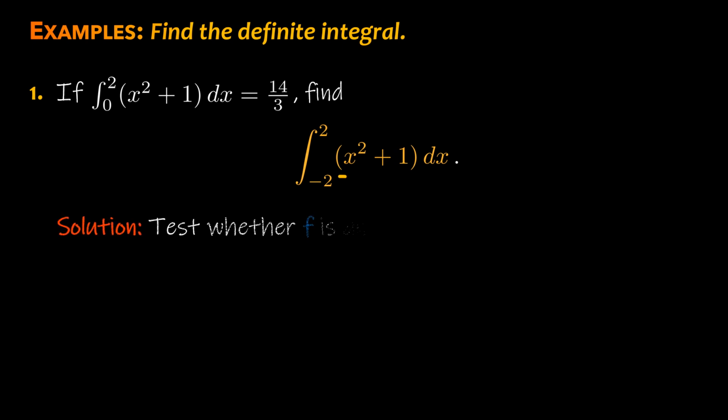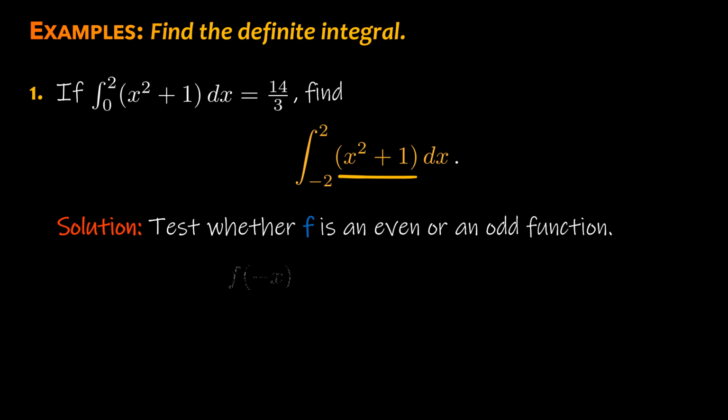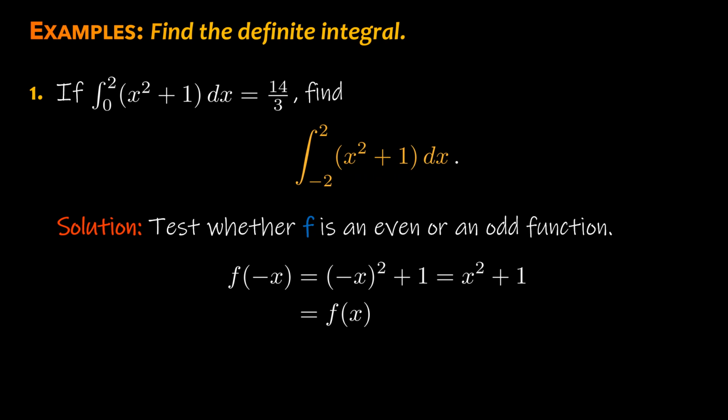Solution. Test whether f is an even or an odd function. Replace x by -x in the given function. f of -x is the same as f of x. Hence, f is an even function.